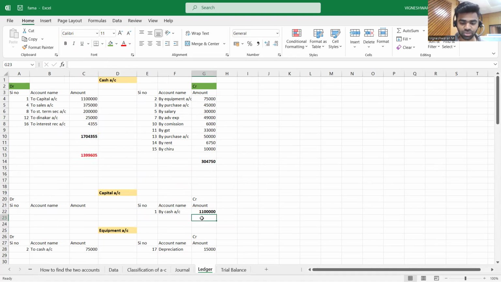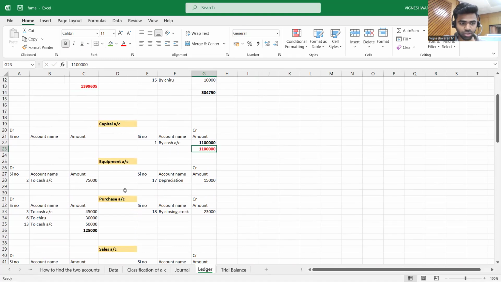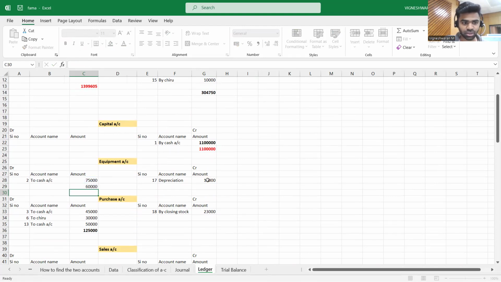Here it is 11 lakhs only, 11 0 0 1 2 3. So it will come on this side only, because there is no value for debit. Here the debit side has the higher value. So 75,000 minus 15,000 is 60,000. So I am making it red and bold.